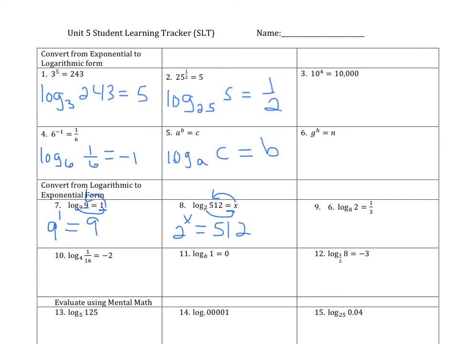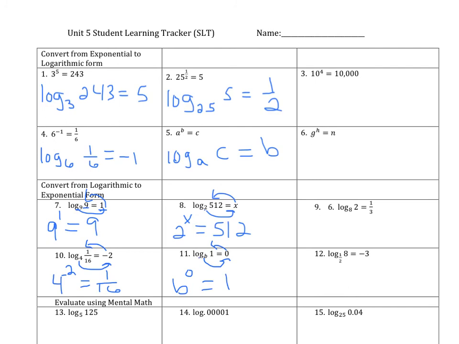For number 10, we know that the base is 4, the exponent is -2, and our value is 1/16. So we have 4 to the -2 equals 1/16. In number 11, the base is b, to the 0 is 1. So we have base b to the 0 equals 1. For homework tonight, you're going to do number 9 and number 12 and bring those into class.